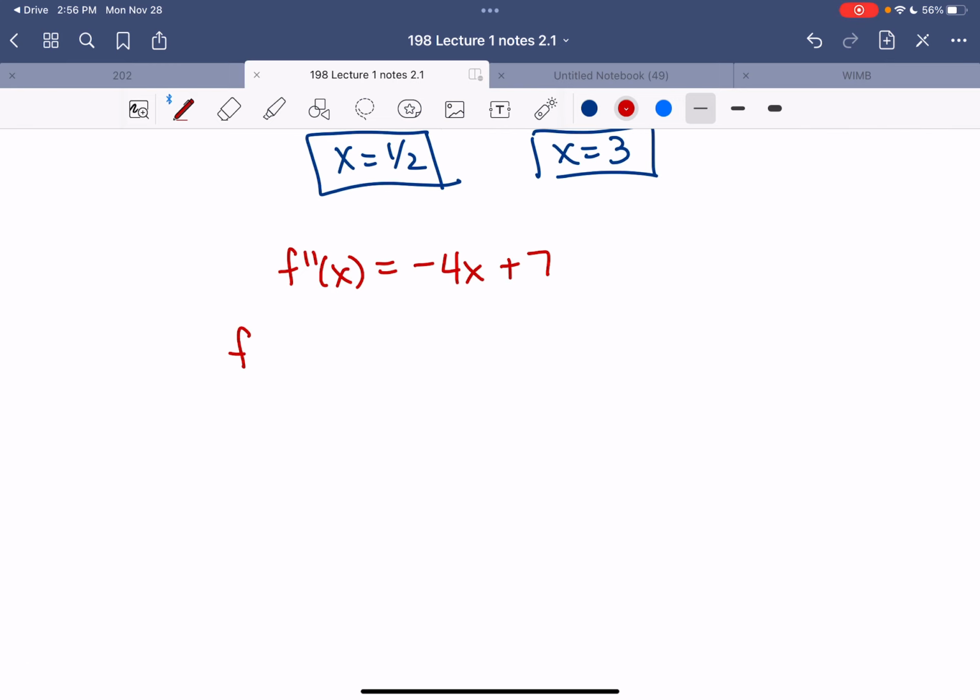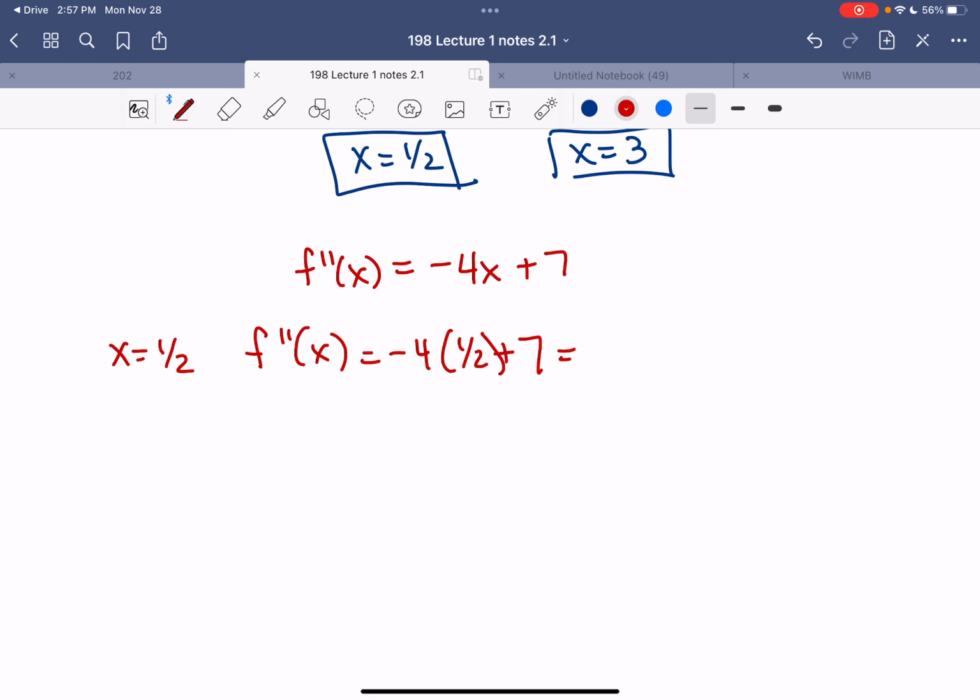So I want to test both my critical points. So x equals 1/2. If I plug that in, and again, I don't need the number. I only need the sign of the number. So if I take negative 4 times 1/2, that's negative 2. Plus 7 is going to give me positive 5, but I really only care that it's positive.